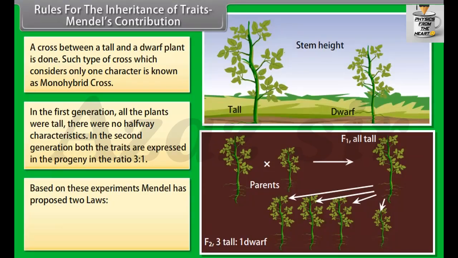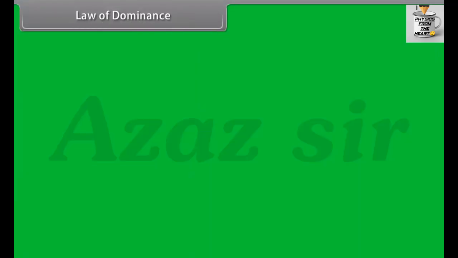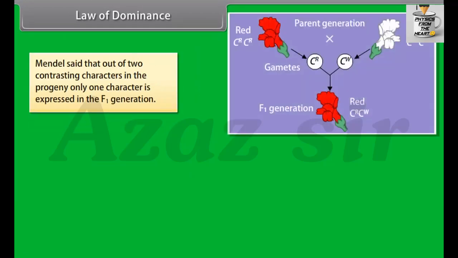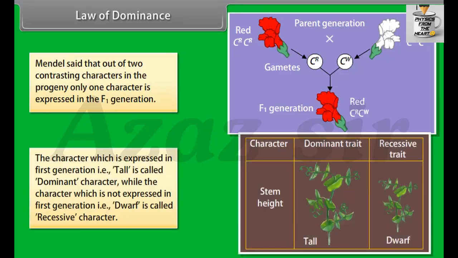Based on these experiments, Mendel has proposed 2 laws: law of dominance, law of segregation. Law of dominance. Mendel said that out of two contrasting characters in the progeny, only one character is expressed in the F1 generation. The character which is expressed in first generation, that is, tall, is called dominant character, while the character which is not expressed in first generation, that is, dwarf, is called recessive character.